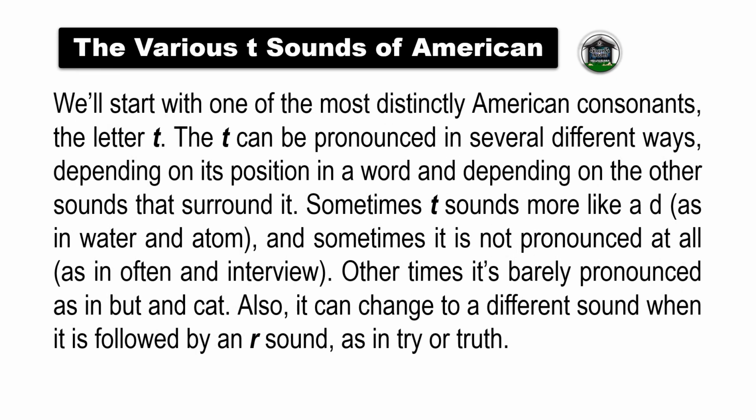The various T sounds of American English. We'll start with one of the most distinctly American consonants, the letter T. The T can be pronounced in several different ways, depending on its position in a word and depending on the other sounds that surround it. Sometimes the T sounds more like a D, as in water and atom, and sometimes it's not pronounced at all, as in often and interview. Other times it's barely pronounced, as in but and cat. Also, it can change to a different sound when it's followed by an R, as in try or truth.